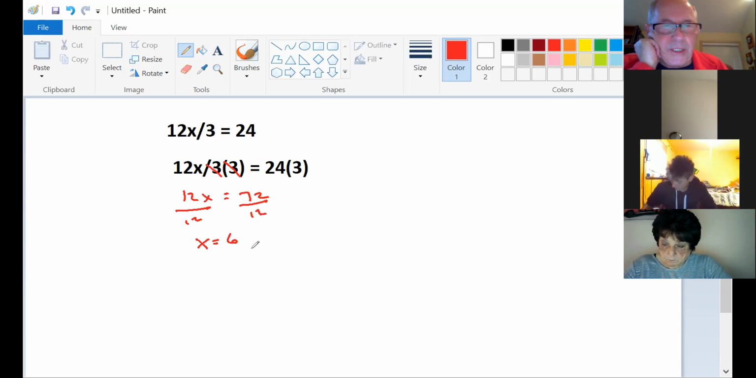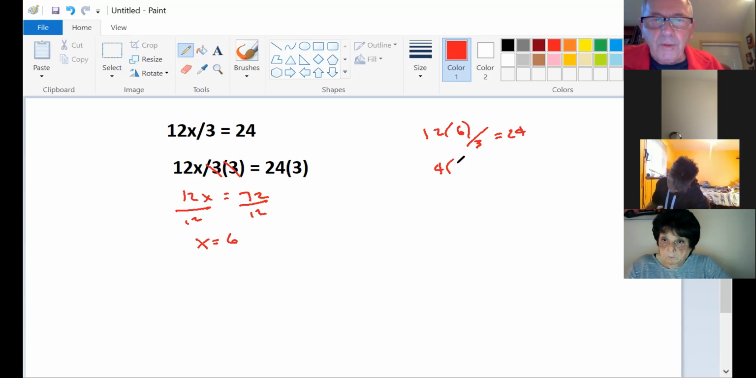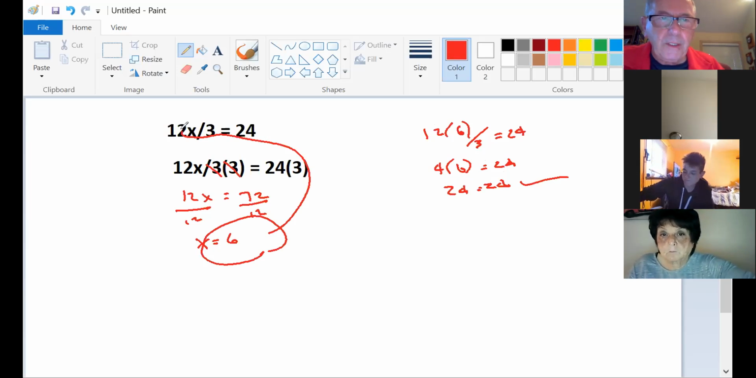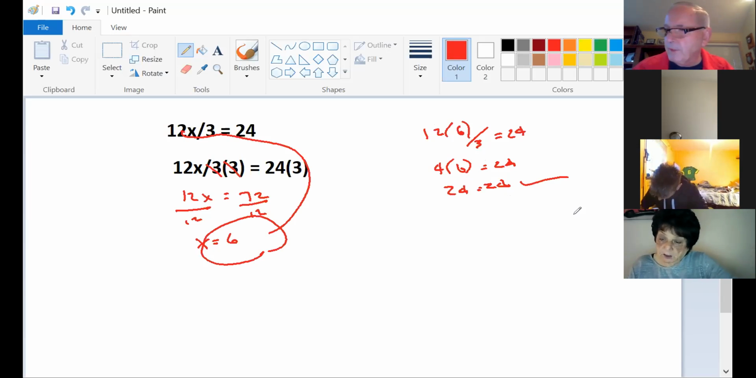Okay, so now I say check your work. Boom, you've got to put that 6 back in there. So when I say check your work, I want you to put 12 times 6 divided by 3 is equal to 24. Now do the math. 3 into 12 goes 4 times. So now it becomes 4 times 6 is equal to 24. 4 times 6 is 24, is equal to 24. Boom, it checks. So this is the right value in here, right? I just proved it. That's what I mean by checking, okay? Got to check your work if I say check your work.